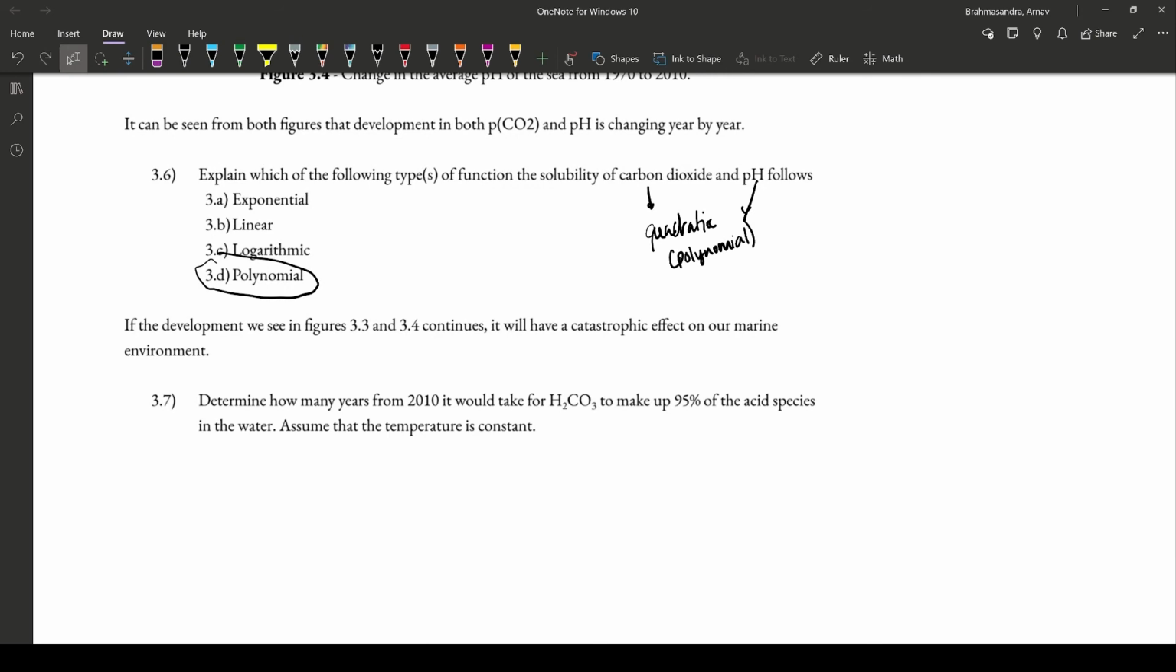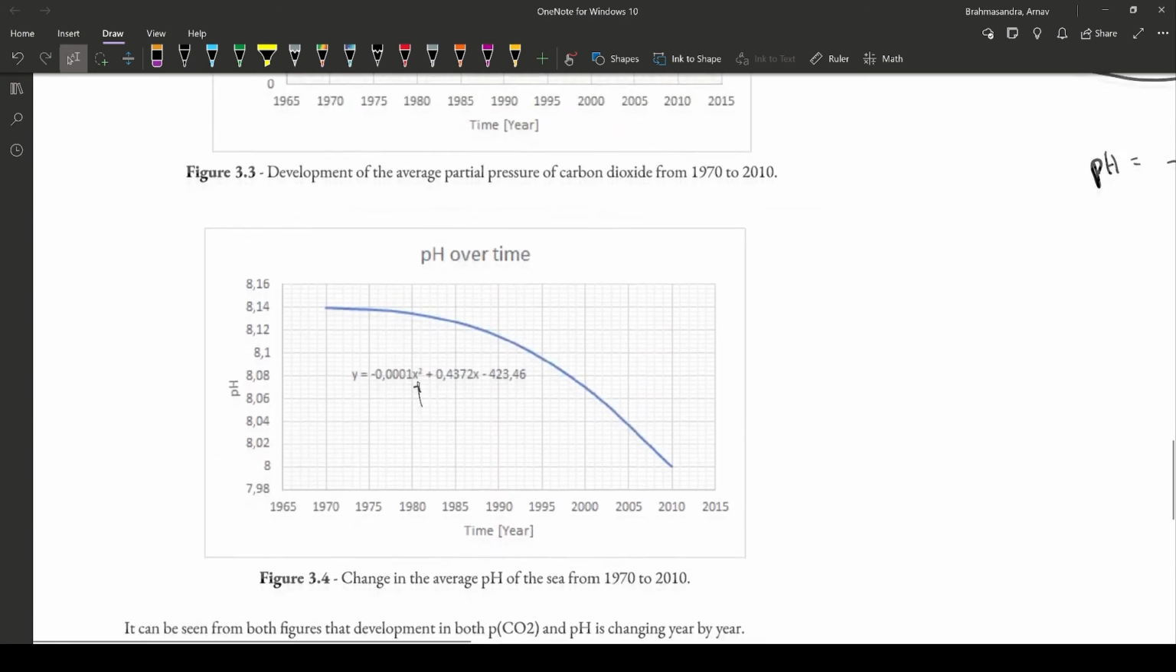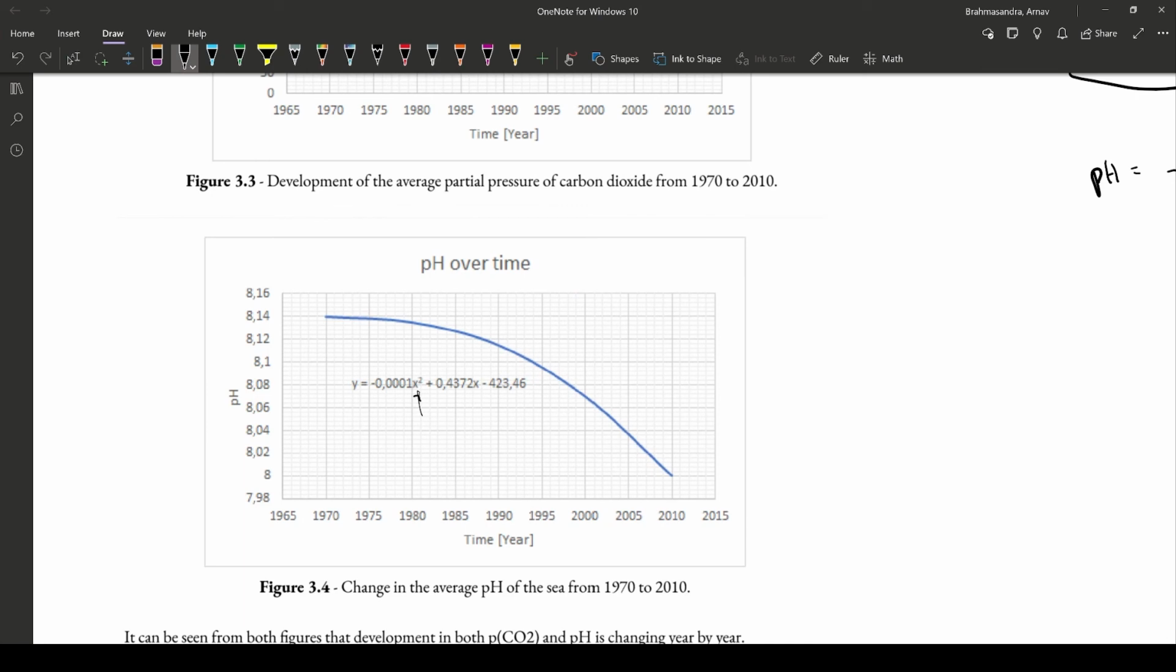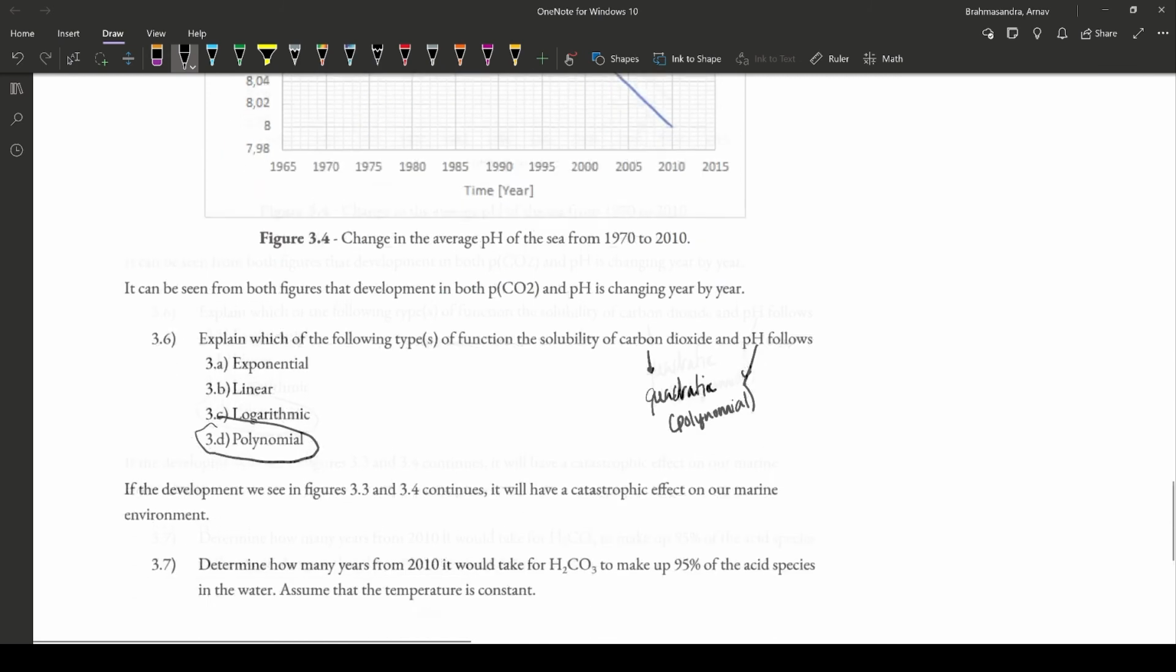Okay, if the development we see in figure 3.3 and 3.4 continues, so if our CO2 keeps going up and our pH keeps going down, it'll have a catastrophic effect on our marine environment. Determine how many years from 2010 it would take for H2CO3 to make up 95% of the acid species in the water. Assume that temperature is constant, which means that we don't have to worry about any other factors, but just that this quadratic modeling curve is going to keep happening with time.